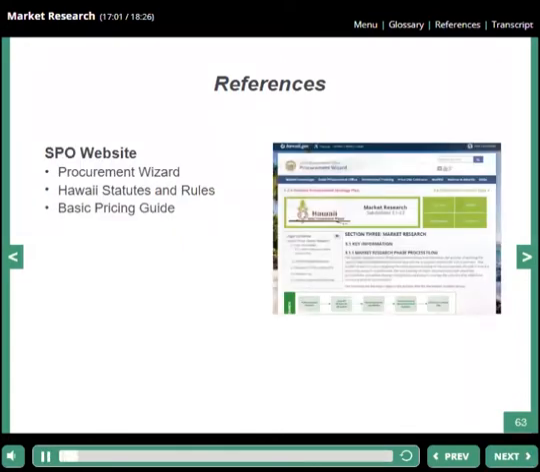The SPO website contains a lot of information pertaining to market research in the Procurement Wizard. In this wizard, you will find a more detailed explanation of the steps in the market research process. The wizard also links to the rules and statutes you will need to follow while performing market research. Another helpful market research tool is the Basic Pricing Guide. A link to this guide is located in the Procurement Wizard under Section 3.5, Internal Government Estimate. You can find hyperlinks to these references in the Quick Reference Guide attached to this course.